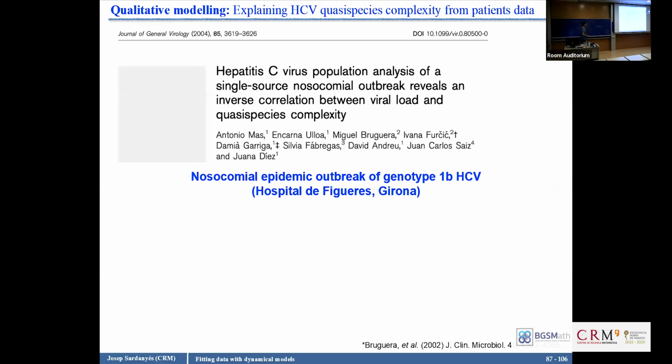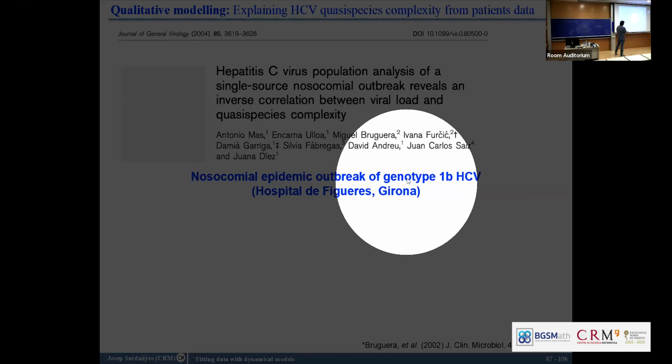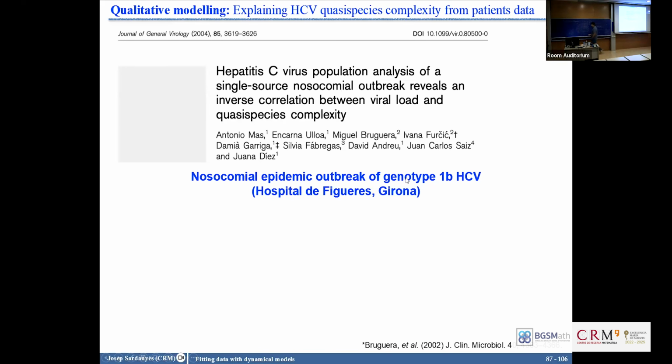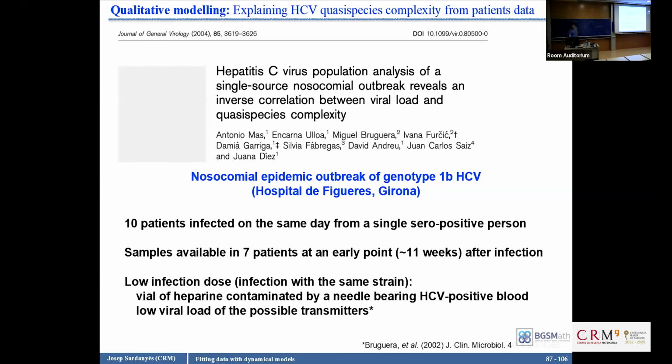So a long time ago, there was a nosocomial epidemic outbreak of hepatitis C. A nosocomial epidemic outbreak is something that usually happens in hospitals. Usually you have an infected needle that is used for patients, and they are infected with a given virus. This is a nosocomial outbreak. So a contaminated needle with hepatitis C infected 10 patients.